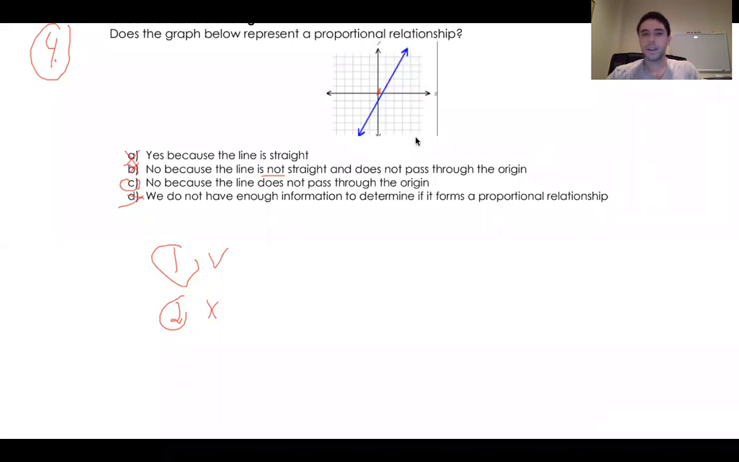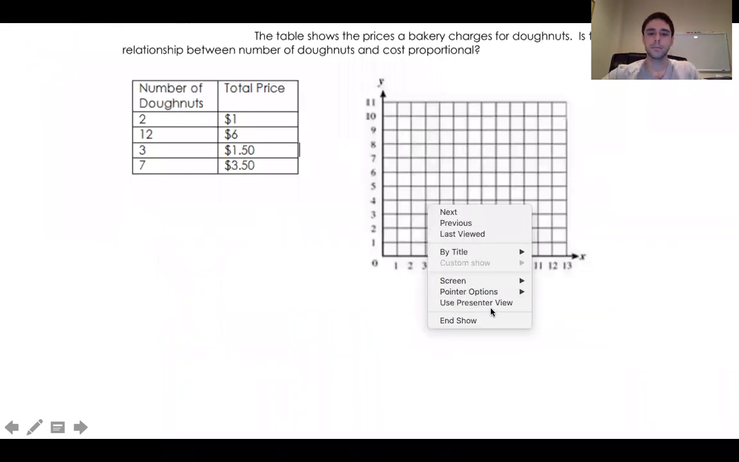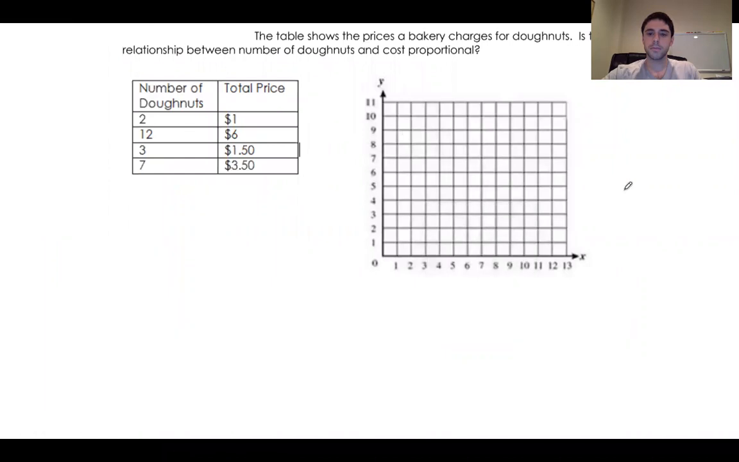All right. Let's take a look at our final question for the day. Oops, sorry, where's my pen? There we go. So the table shows the prices a bakery charges for donuts. Is the relationship between the number of donuts and the cost proportional?